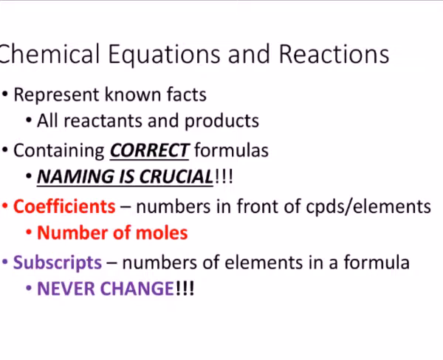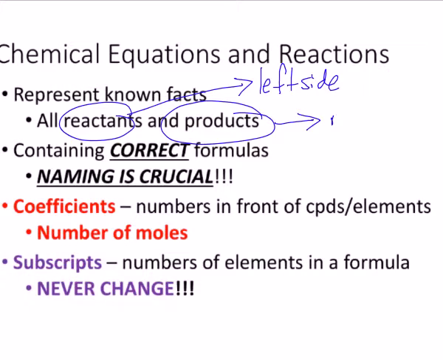So you're going to be filling in the blank here as we go along. All right, so guys, what do chemical equations and reactions represent? Well, known facts. So all the reactants and products. Reactants are found where? First, second, last? Yeah, guys, reactants are the first ones that you see. They're on the left side of the reaction. Okay, left side, and then products are on the right side. Should be pretty basic, pretty simple.